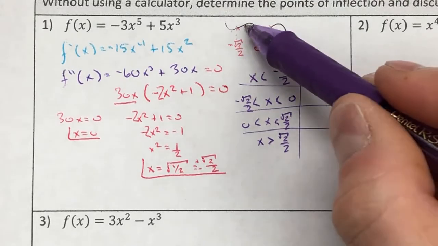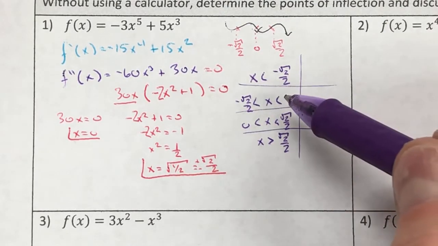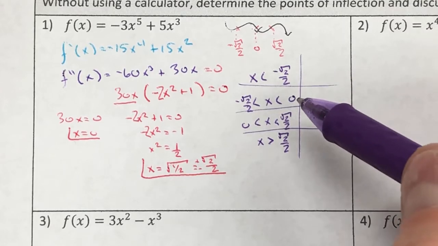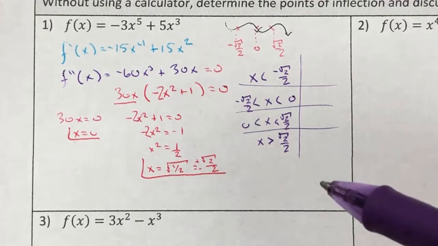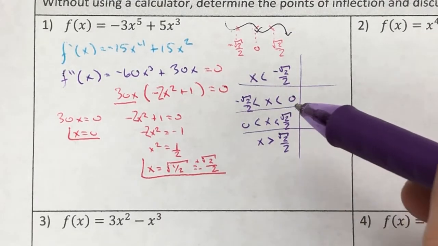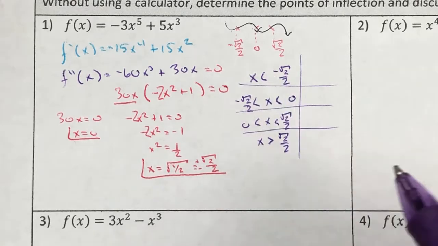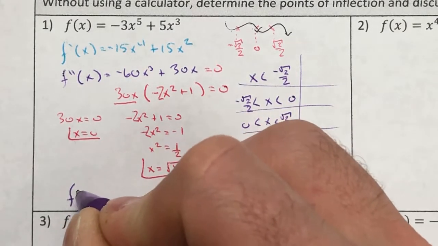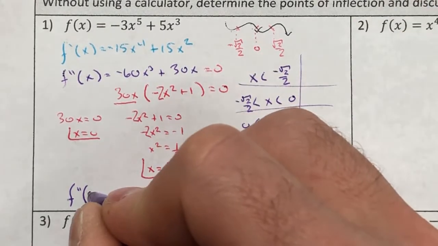So I have 1, 2, 3, 4 sections of the graph. Now, the way to spot what's going on is quite literally what we're going to do: I'm going to take a value and plug it into the derivative and say, hey, what's going on here? So what's a number that's less than the square root of 2 over 2? I'm going to take my f double prime and plug in, let's say, -5.